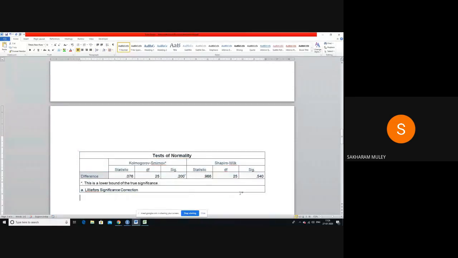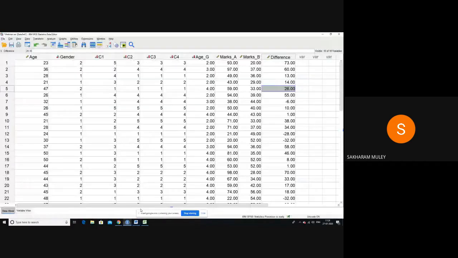Here it is, the significance value, and this is 0.200. So this is greater than 0.05, and even it is greater than the expected lower bound. So automatically we will find that Shapiro will be greater than 0.05. So what is that? My data is normally distributed. So if it is normally distributed, then I can go for paired comparison.